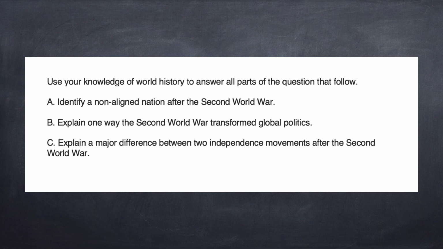So B is the one that most people who didn't get 100 failed to get this point. So look at it. It says, explain one way the Second World War transformed global politics. So this one is more than identify. You have to explain something. And most people would name 2 things that may have been consecutive but never really connect them. It lacked that explanatory element.